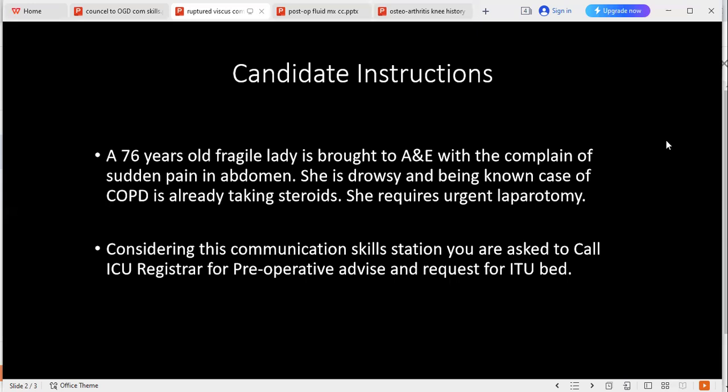Hello. Hello. Yes, I'm Dr. Mahir, one of the surgical residents. I'm calling the ICU Registrar to take advice about one patient who is going for laparotomy, and I would also like to arrange for an ITU bed. Can I check, I am speaking to the ICU registrar? Yes, Dr. Daniel Raza, ITU Registrar. Can you please summarize your case?